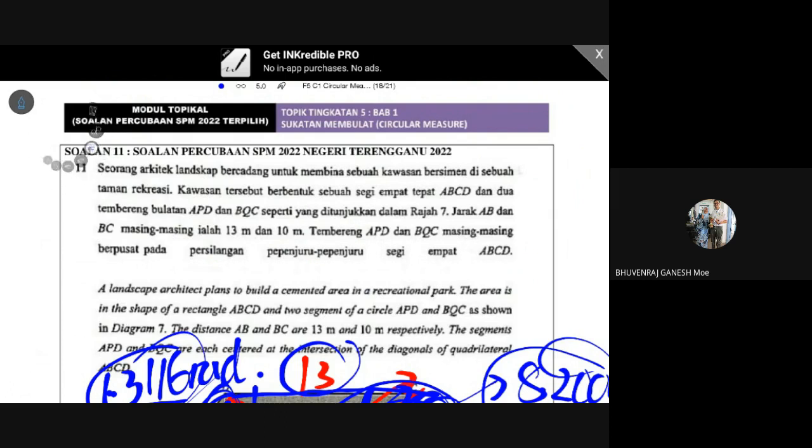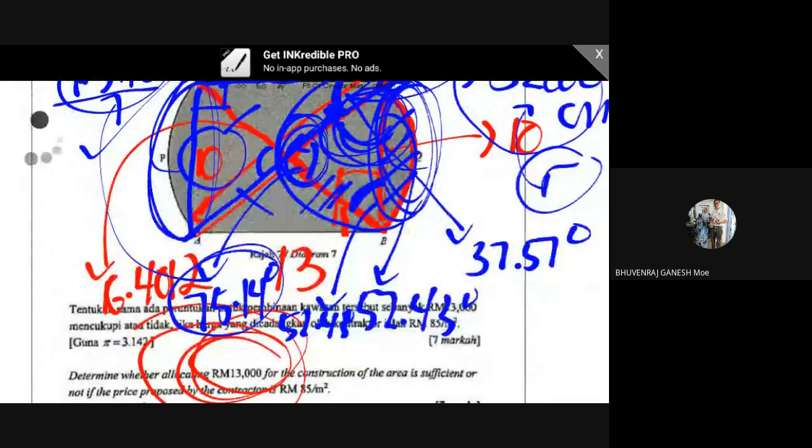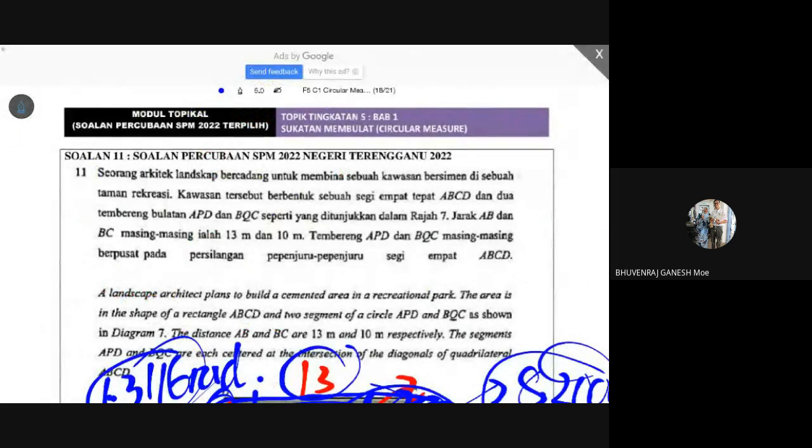So then, times 2. Okay, what is the area of rectangle, guys? Apa luas segi empat tepat ini? Area of rectangle. This one you can count very fast. Yes, 130. And then you plus by, kamu kena tambah dengan 2 darab dengan 11.62. Okay? 2 times area of segment, sebab kamu ada 2 segmen. You have 2 segments. So total area you get is 153.24. Okay? If you do your working, you can find out.